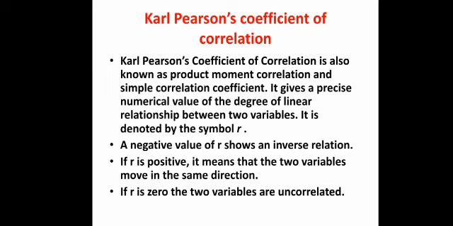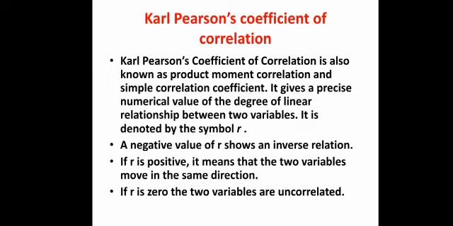Karl Pearson's coefficient of correlation is also known as product moment correlation and simple correlation coefficient. It gives a precise numerical value of the degree of linear relationship between two variables. It is denoted by the symbol r. A negative value of r shows an inverse relation. If r is positive, it means that the two variables move in the same direction. When r is 0, there is no correlation between the variables.